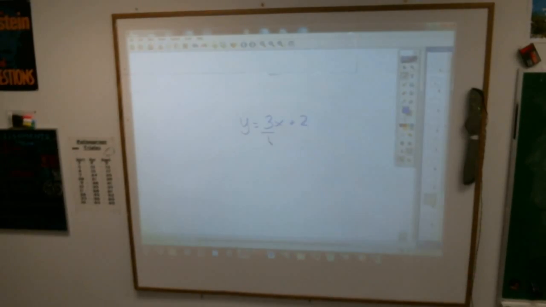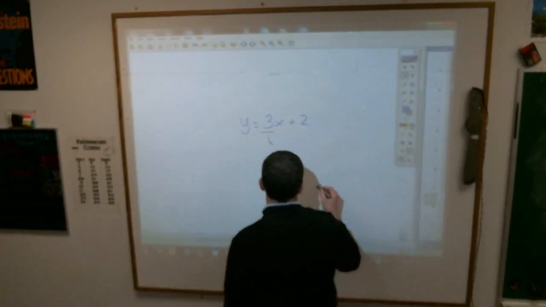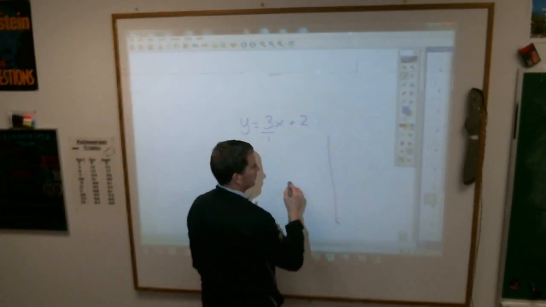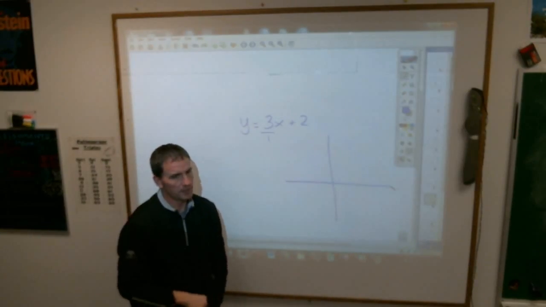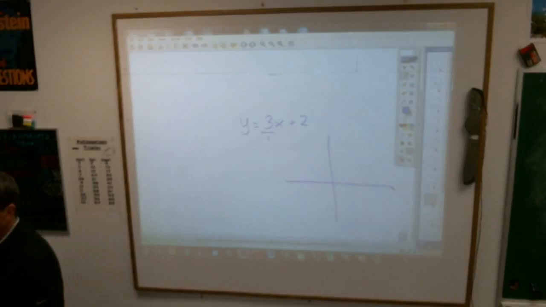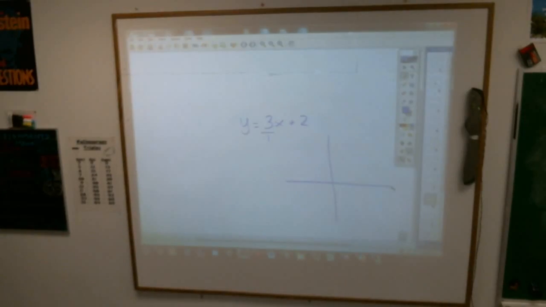Put a point at the y-intercept and then just use the slope to go from that y-intercept. Please don't go from the origin. I see people do that all the time. Okay? Your line does not go through the origin unless your y-intercept is 0. You have to start at that point. Up and over. Or down and over. It doesn't really matter. Up or down and over. Backwards or forward.